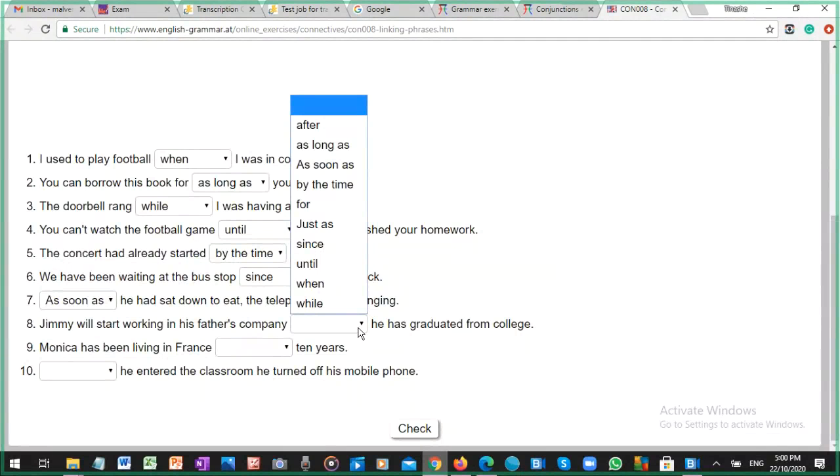All right, so the next one. We start in his family. Jimmy will start working in his father's company, dash, he has graduated from college. After. Well done, that's great.